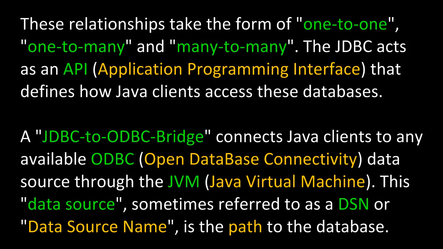A JDBC-ODBC Bridge connects Java clients to any available ODBC, or Open Database Connectivity, data source through the JVM, or Java Virtual Machine. This data source we're referring to, sometimes referred to as a DSN or data source name, is the path to the database.